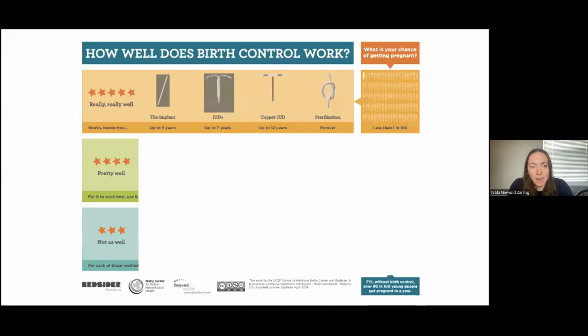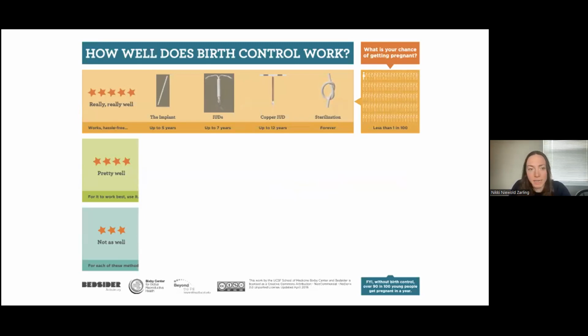So this graphic is from a fantastic website called bedsider.org. If you're not familiar with it, I really encourage you to check it out and provide it to any patients of childbearing age to talk about their contraceptive options. But first, I just want to talk about our contraceptives by effectiveness.